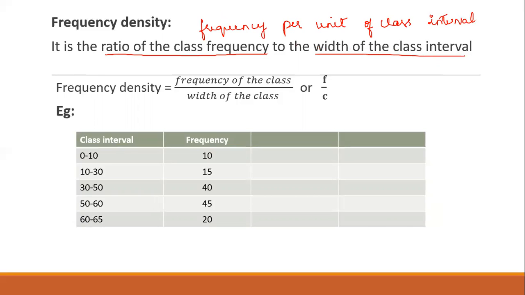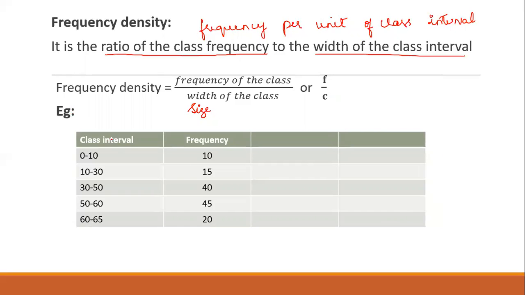Okay, per unit of the class, if you consider per unit on the basis of what? On the basis of the width of the class. So it is also a ratio form. First you have to find out the width, and then you have to find out the frequency density. Now how will you find this? There is a formula. Frequency density is equal to the frequency of the class, which they give you, divided by the width of the class. Width you have to find out. What is width? It is nothing but size. Okay, in short, it is f divided by c.